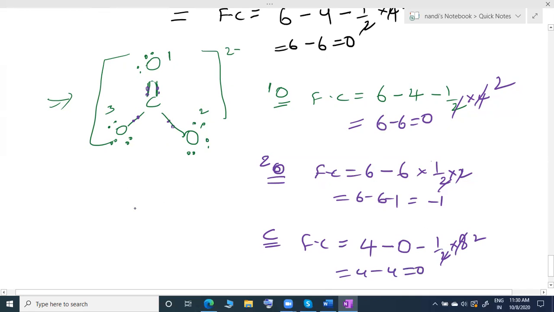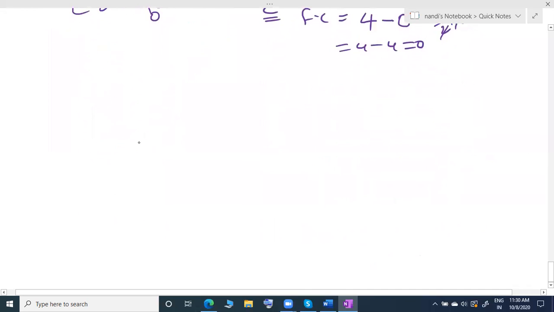So the final structure of this one is C double bond O, O minus, O minus. This is the structure of CO3 2 minus. So you can try it similarly for N2O.